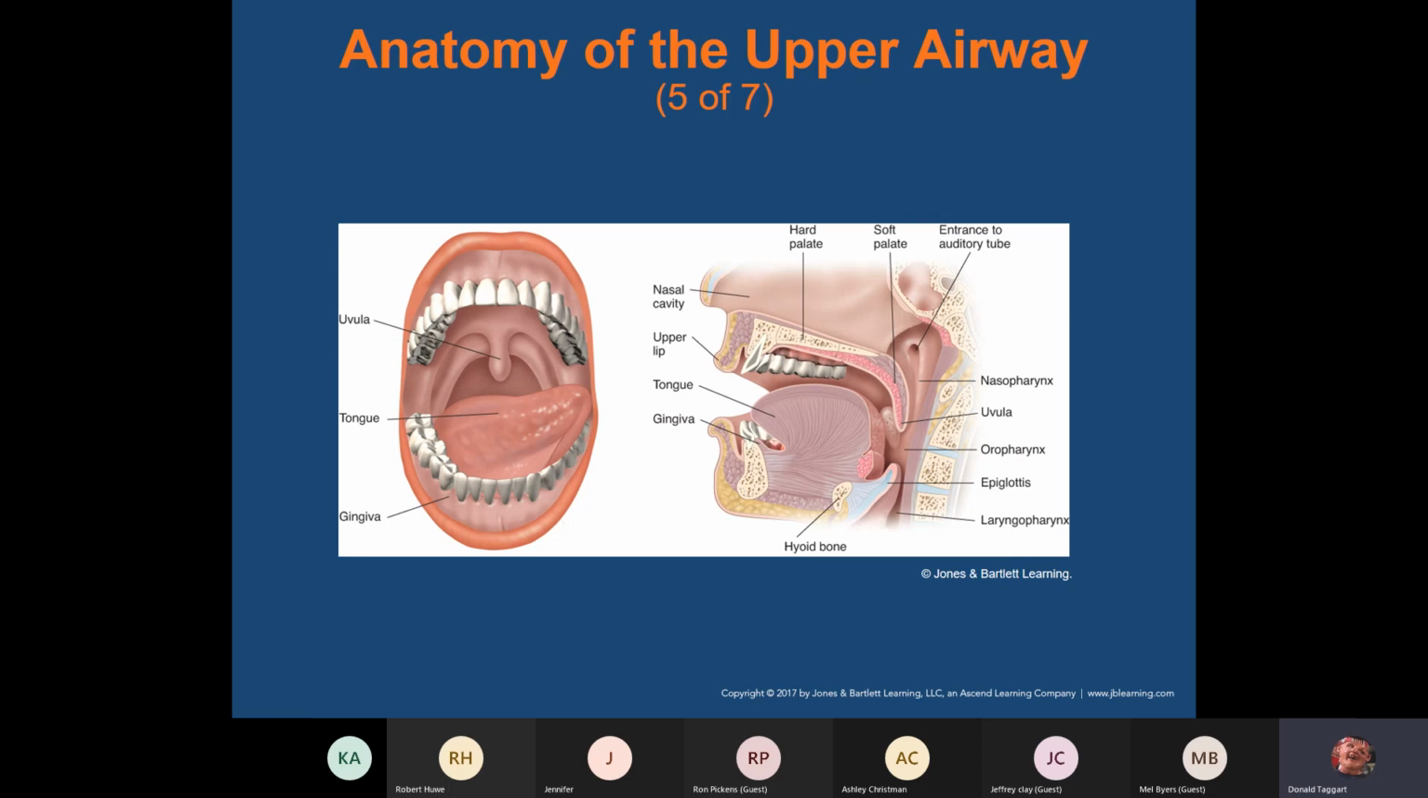There are actually 4 different grades. Everyone's anatomy is different there, which could affect how you bag or how you get an OPA in. But that's called a Mallampati view, or a test.